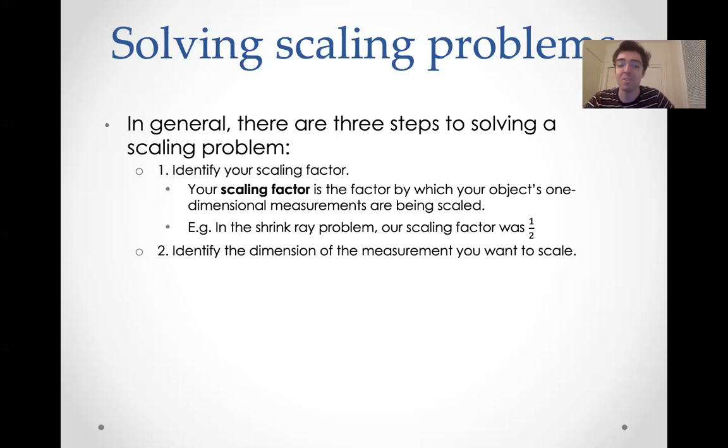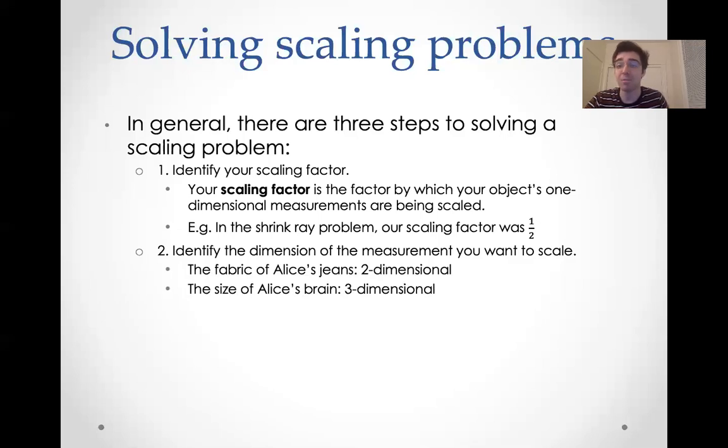Second, identify the dimension of the measurement you want to scale. So for example, when we were trying to scale down Alice's jean fabric, jean fabric is measured as a 2-dimensional thing, so we record 2D there. If we were trying to scale down what her brain size would be, it would be 3-dimensional. So we just want to note what kind of scaling we are trying to do, 2D or 3D or even 1D we could have. Okay?